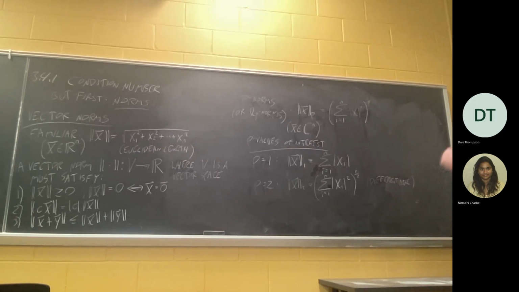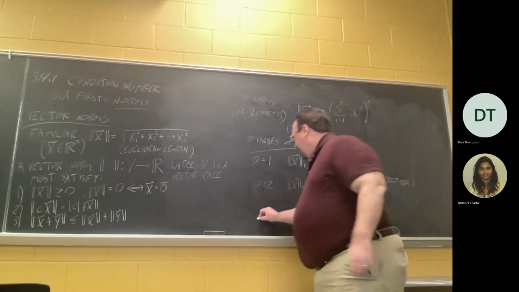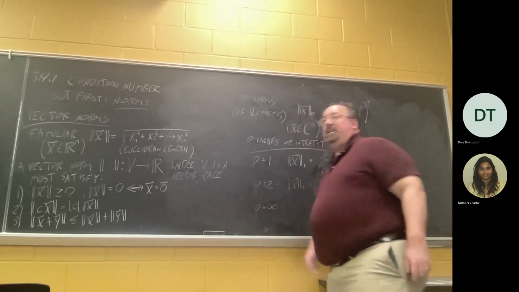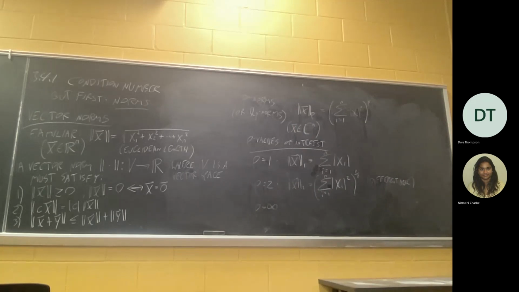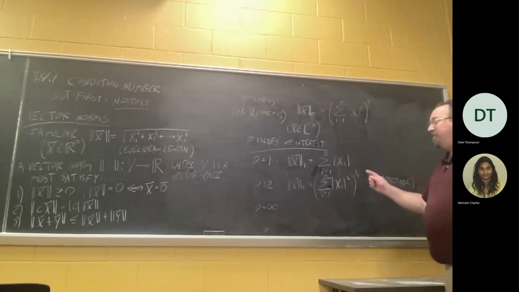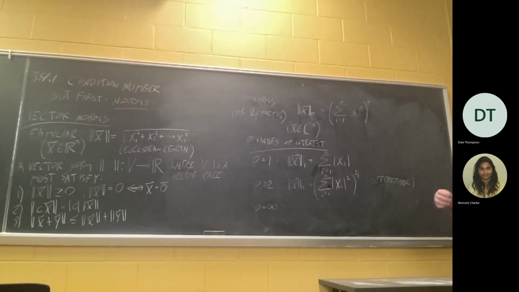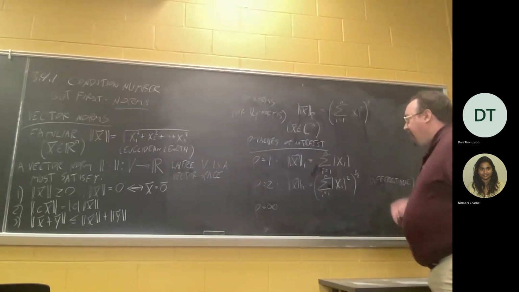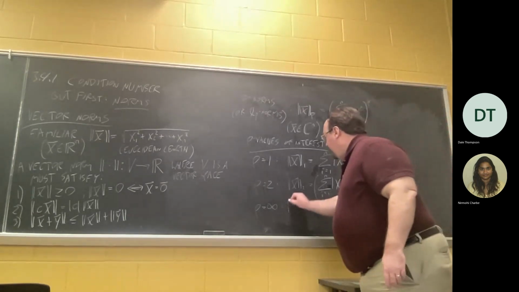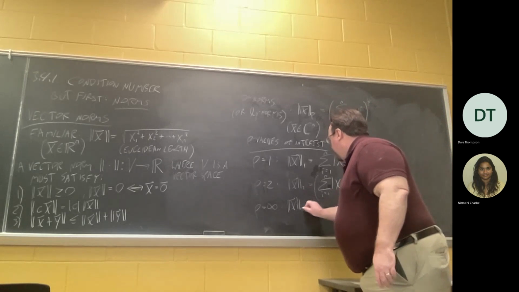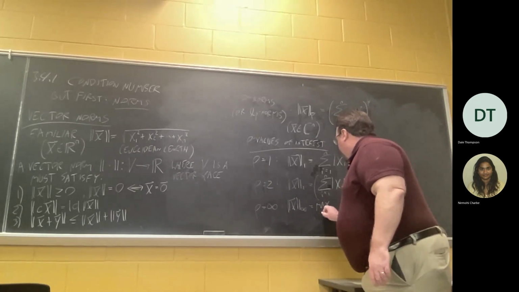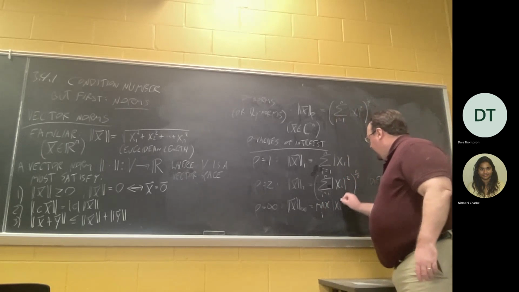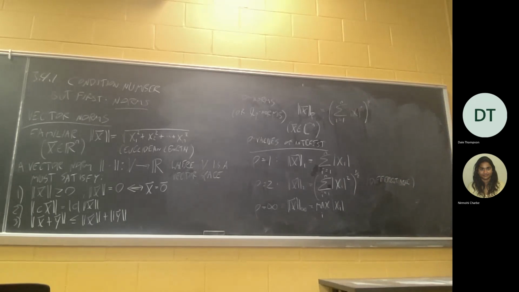Okay, and then the other P value we'll make use of is infinity. What happens is as P increases, the largest component of the vector is given more weight, makes more of a contribution to the norm. So if you take that to its extreme, the infinity norm of the vector is just the maximum absolute value of all the components. So real cut and dry there.